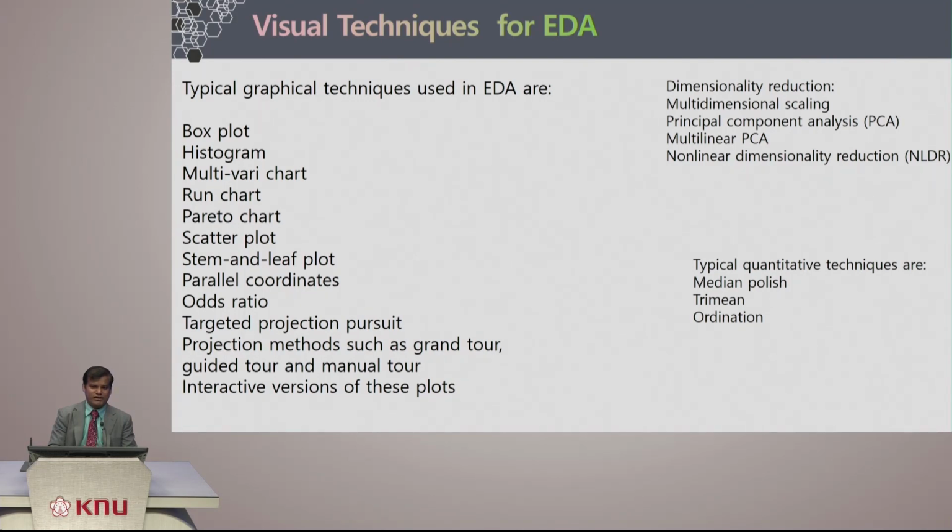It can be done by means of multidimensional scaling or principal component analysis, PCA, using multilinear PCA or nonlinear dimensionality reduction. That's another approach. And finally, we have quantitative techniques like median polish or ordination. These are different ways in which we can perform the EDA.